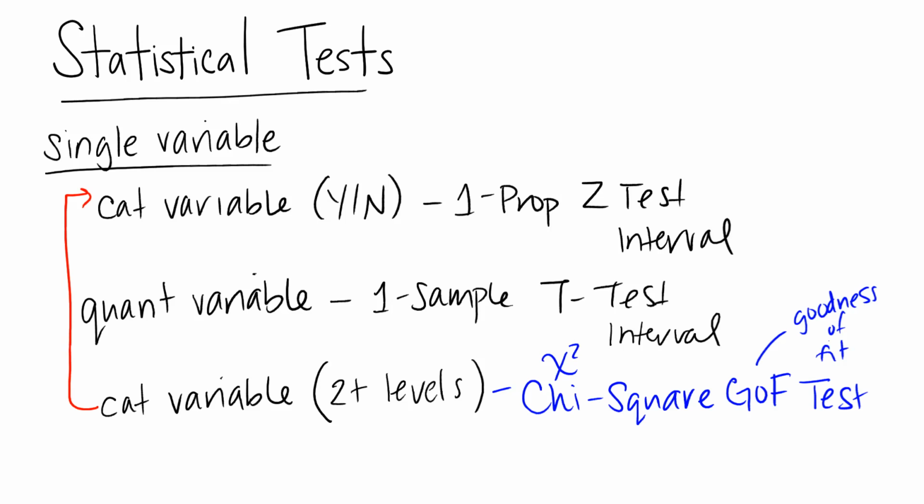So what this test does is it looks at a single categorical variable and says, is it distributed in the way that we would expect? Are the proportions for every category what we would have thought?